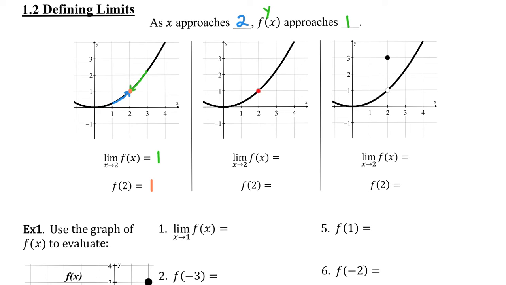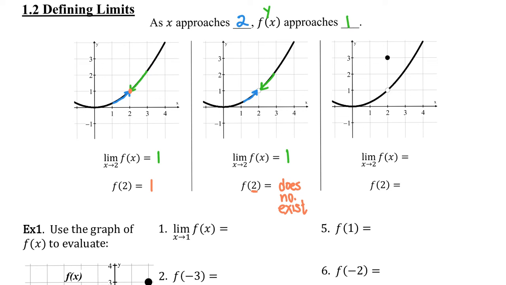So x is 2 at this point on the graph. As I approach from the left, it appears the y value is approaching 1. As I approach from the right, it also looks like the y value is approaching 1. So because x approaches 2 from both sides, the y value is approaching 1. The limit as x approaches 2 of f of x equals 1. Now, at x equals 2, what is the actual y value? Well, at x equals 2, there's an open circle. There's no value here at all. So in this case, f of 2 does not exist.